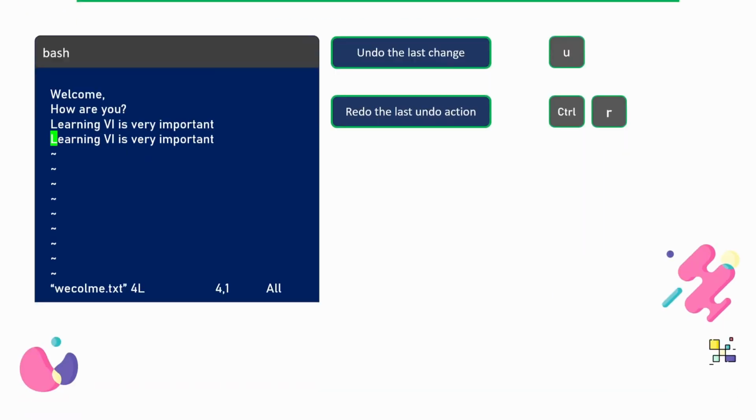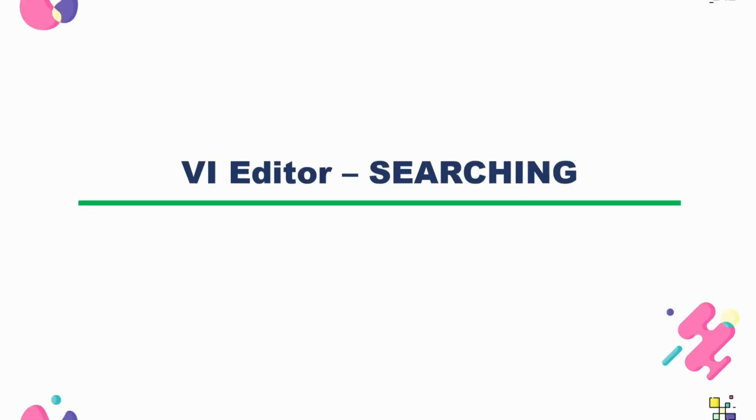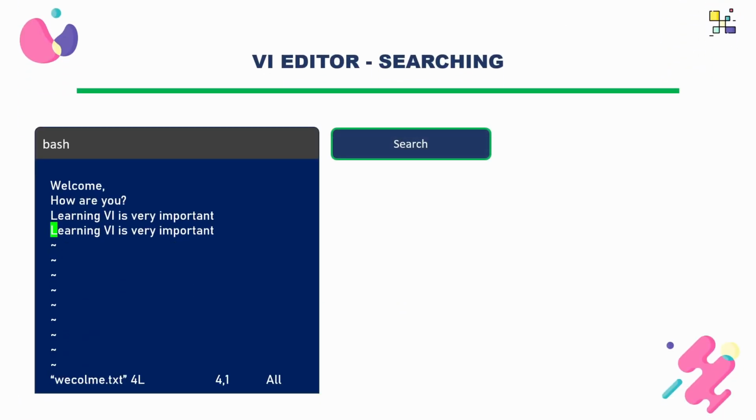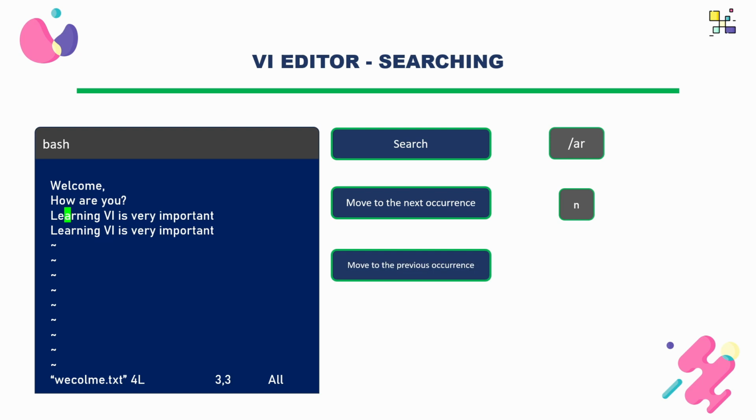Let us see how to search for words or a sequence of characters in VI. To search for a word, first of all, press the / key and then enter the word that you want to find. By pressing enter, you will be at the first occurrence of this word. To navigate to the next occurrence, press the lowercase n key. And to go back to the previous occurrence, press the N key in uppercase.